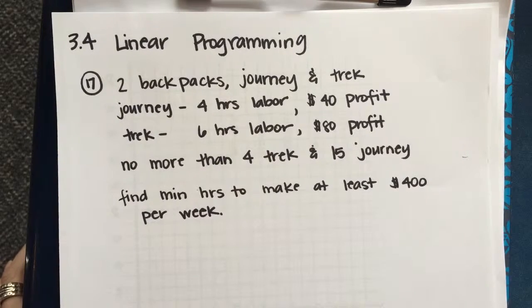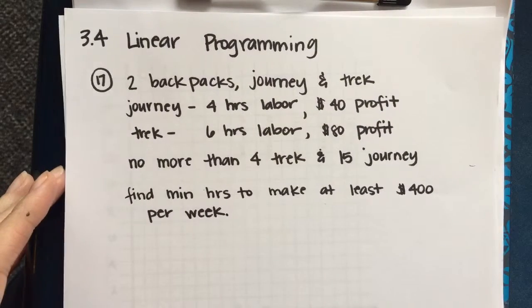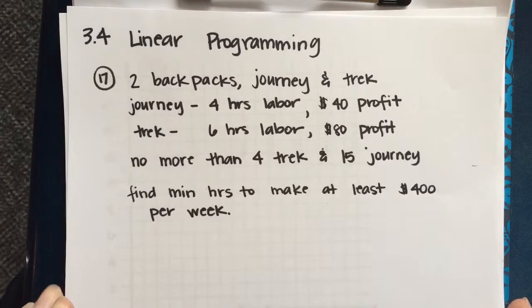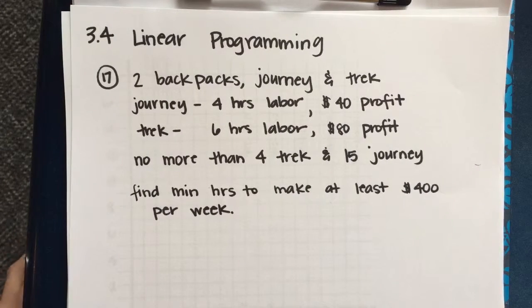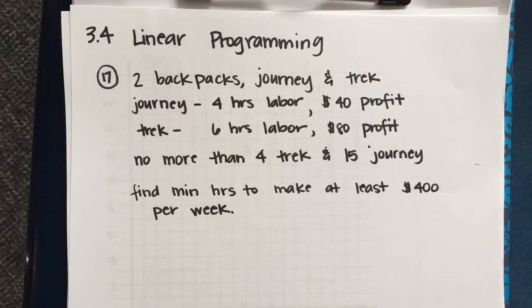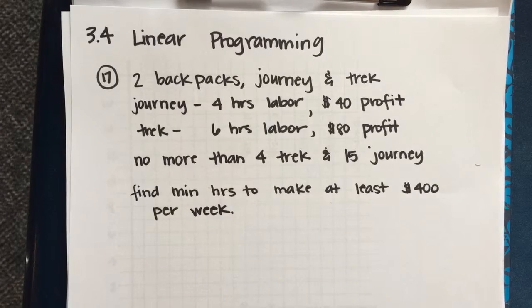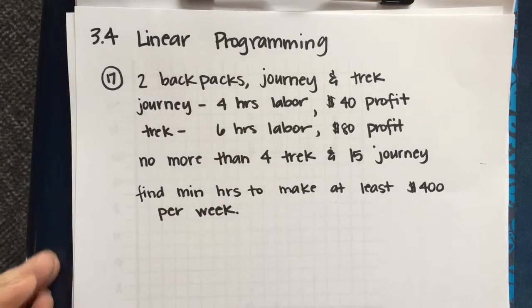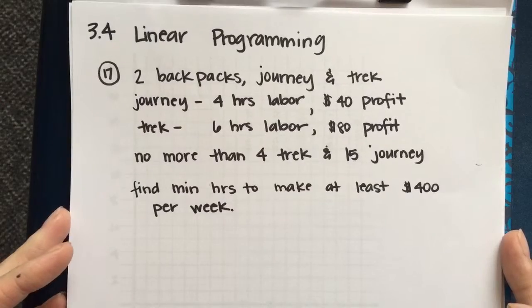There's a company that's making two different kinds of backpacks. One's called the Journey and one is the Trek. A Journey backpack takes 4 hours of labor and makes $40 profit. The Trek backpack takes 6 hours of labor and makes $80 in profit. This company plans to make no more than 4 Treks and 15 Journeys. Find the minimum hours to make at least $400 per week.